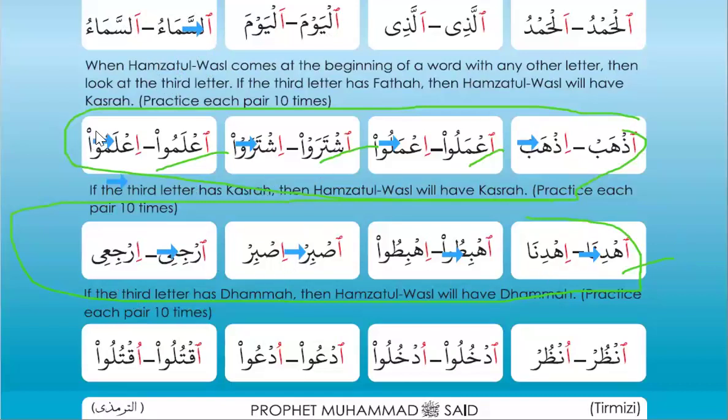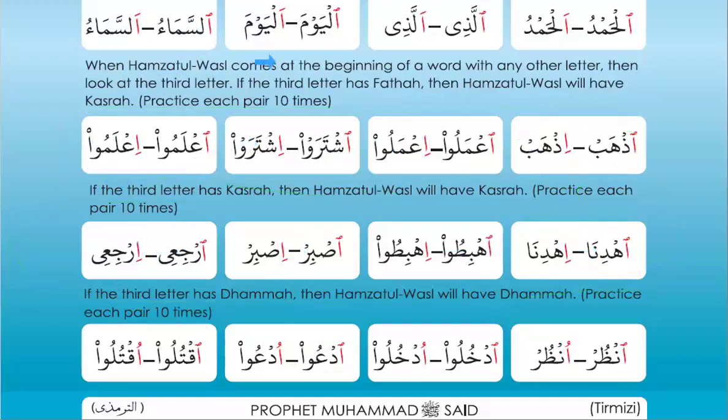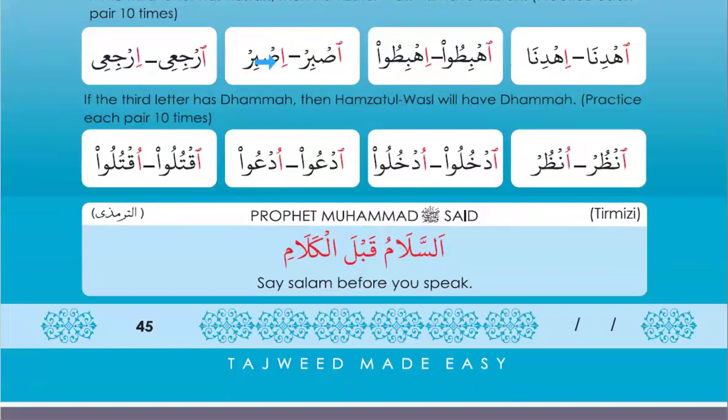If it's a fatha or a kasra on the third letter, what are we going to do? We're going to put a kasra on the Hamzatul Wasl. And if it is a dhamma on the third letter, what are we going to do? For example, here, dhamma, dhamma, we're going to put a dhamma on the Hamzatul Wasl. So: unthur, udkhulu, ud'u, uqtulu.